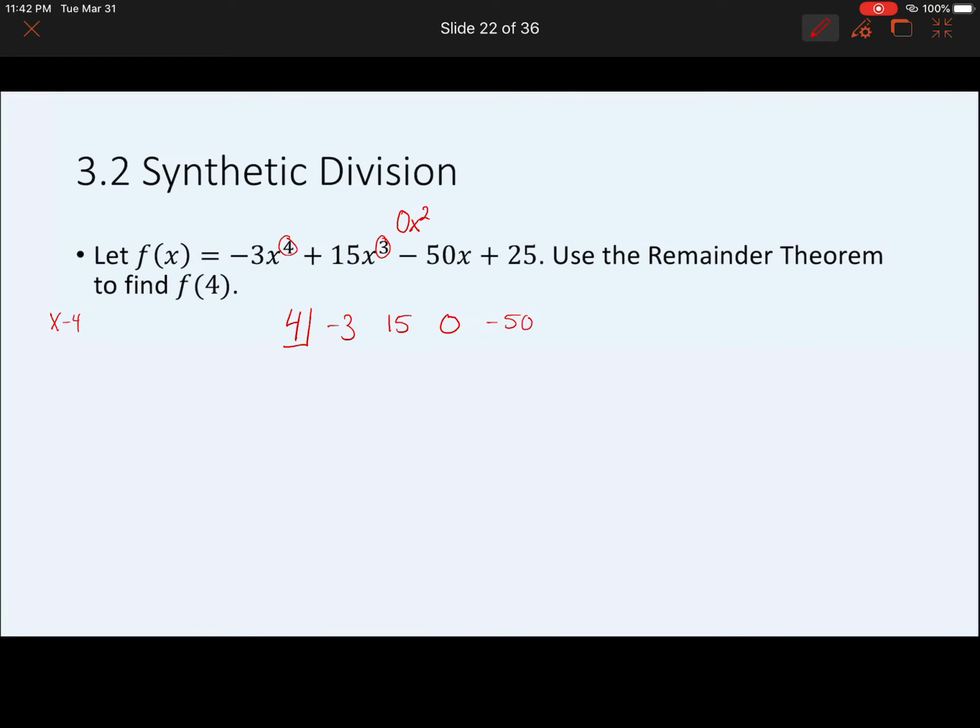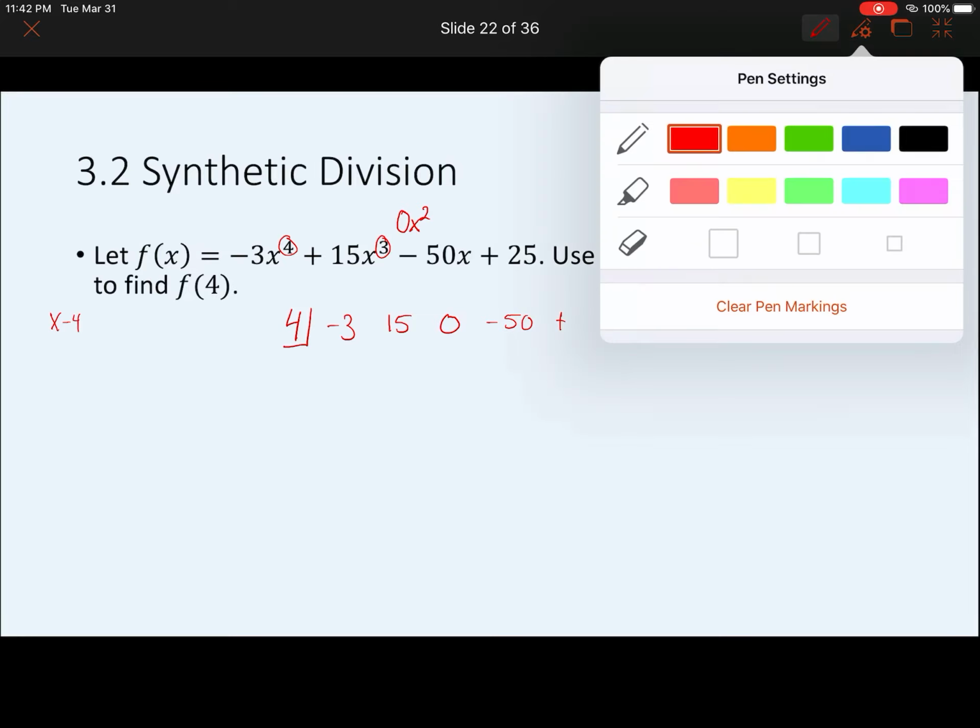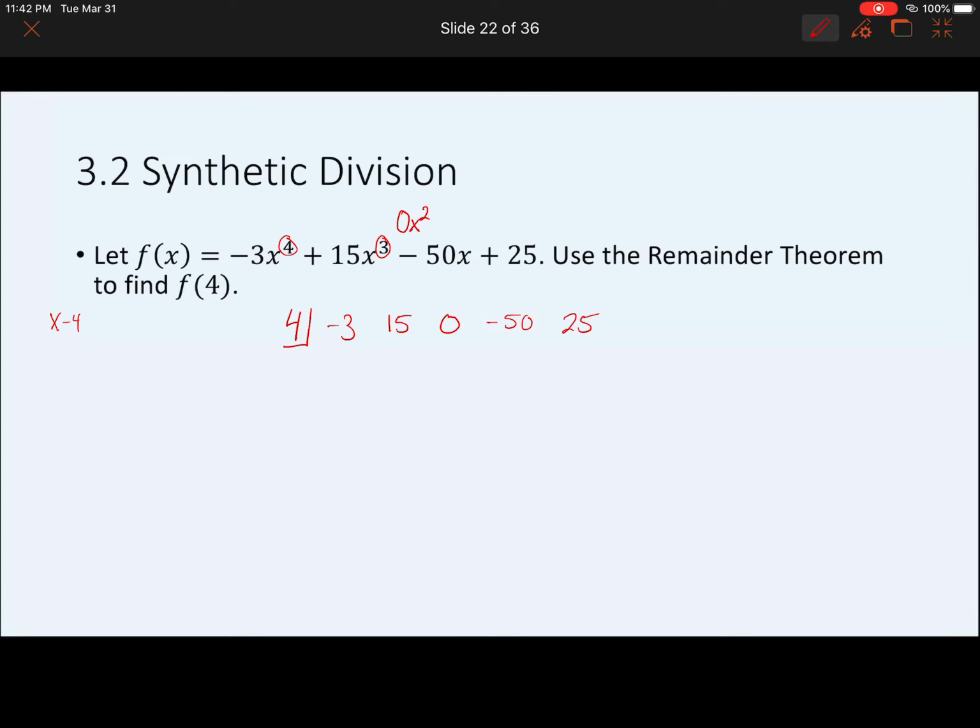So, out to the right, we've got -3. We've got 15. Then we've got to put the 0. If you do not put the 0, it will not work out correctly. So make sure you put 0. It is simply a placeholder. Okay, so the -3 is from the x to the 4th, 15x cubed, 0x squared. Then we have -50x and then 25. We don't need the plus. So then we got 25. And so we're going to run through our synthetic division, and then whatever the remainder ends up being, that's what you would get if you put 4 in.